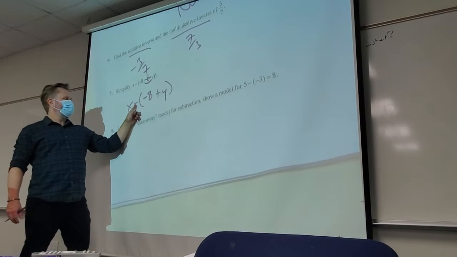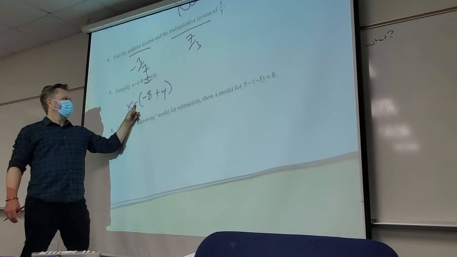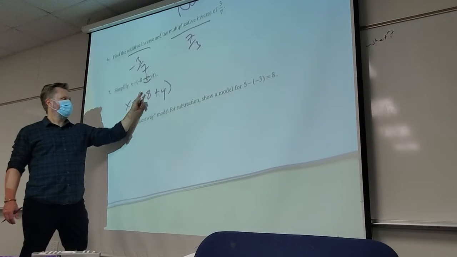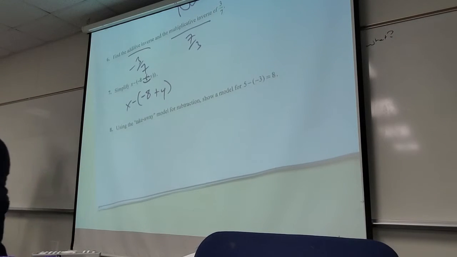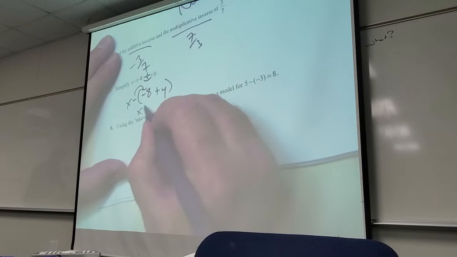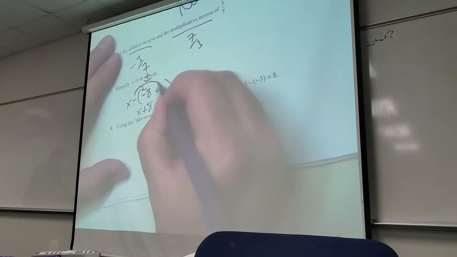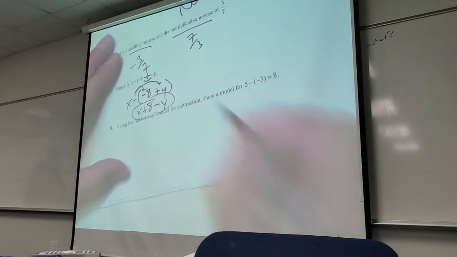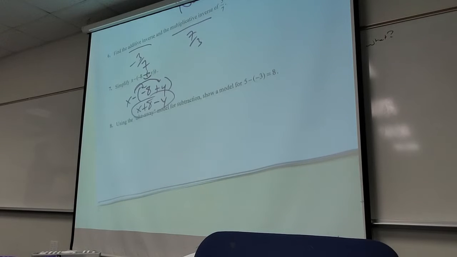Now what happens with this? A negative and a negative would be a positive 8. So minus and negative is plus, and minus and positive is minus.